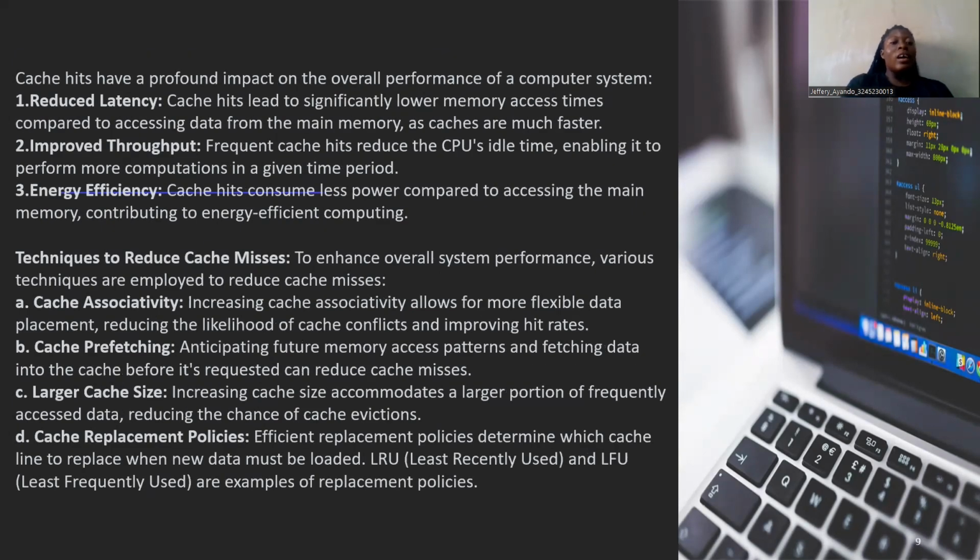Cache hits have a profound impact on the overall performance of your computer system. One, reduced latency. Cache hits lead to significantly lower memory access times compared to accessing data from the main memory, as caches are much faster. Two, improved throughput.